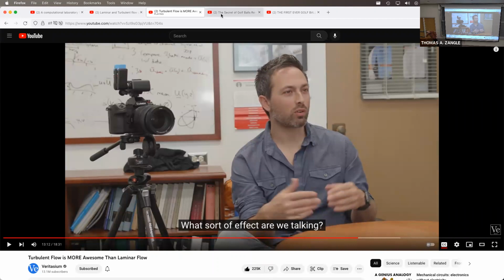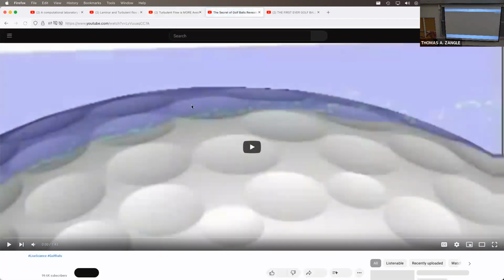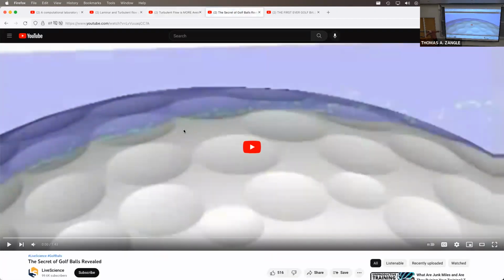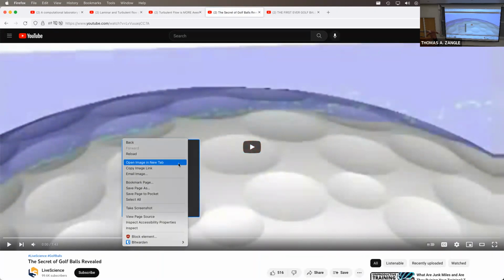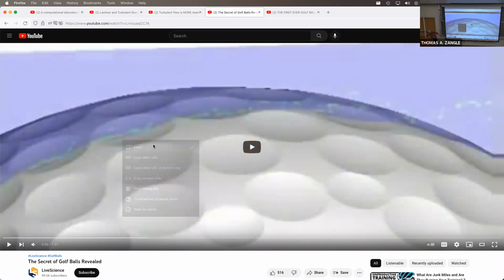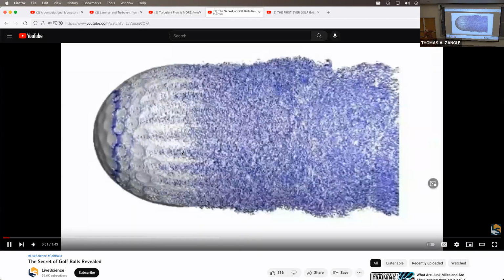Okay, so we're going to see what sort of effect we're talking about. So first, I want to look at this. This is, again, a direct numerical simulation, but this is now of flow over a golf ball. So we're actually going to observe the impact that those dimples have on the boundary layer.